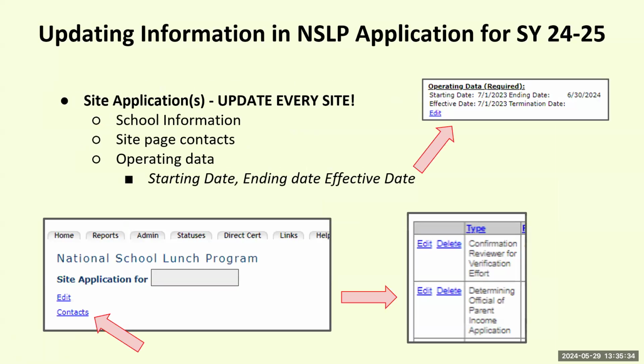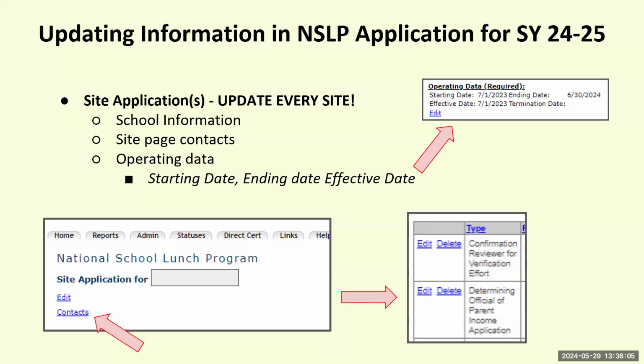Now, updating information on the site pages. For each site application, the application data entry will need to make sure all information is up to date. This includes the school information, days of operation, lunch prices, and current grades approved for each site. So if any grade changes happened over the past year, make sure those are updated. Also the meals that are approved to serve, operating data, and so forth. Do not forget to update contacts for each site.